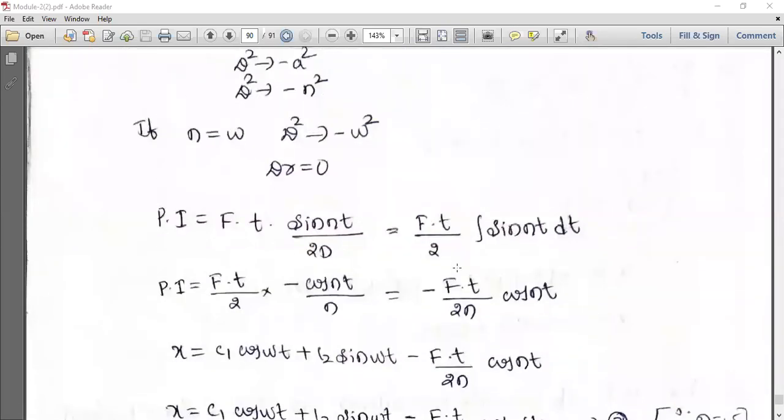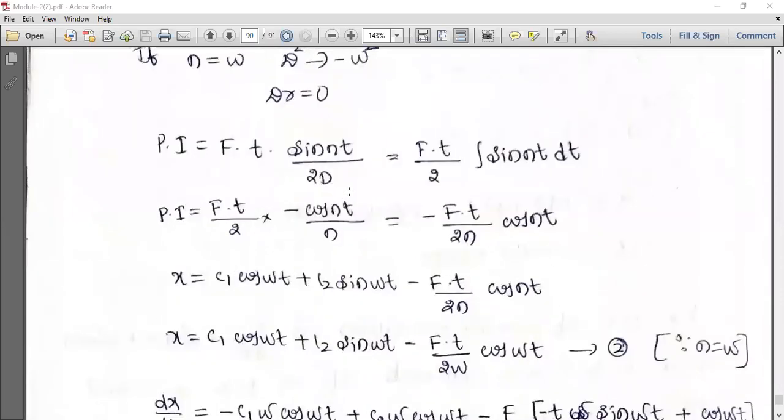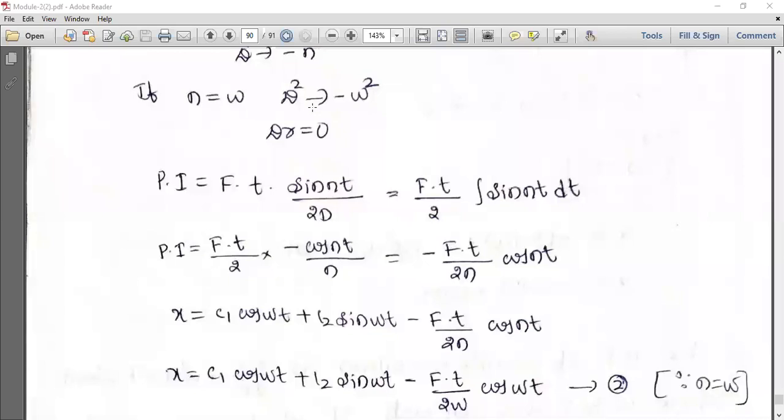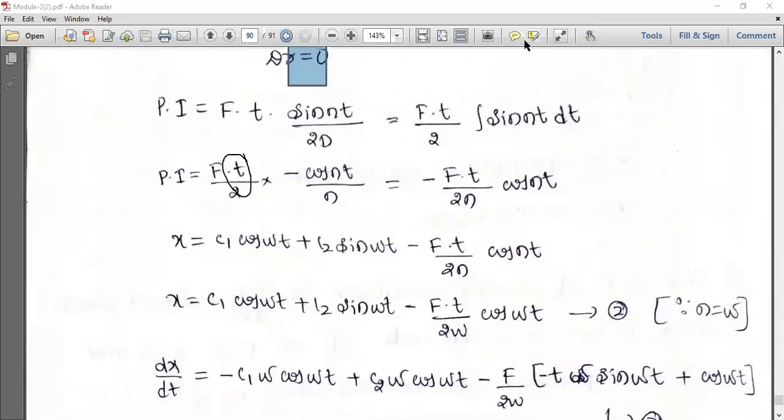If n is equal to omega, D square is replaced by minus omega square. So this is minus omega square plus omega square. So the denominator is reducing to 0. Please try to keep in mind, the denominator is reducing to 0. So for that, what I am doing is that this f I am keeping as it is. So I have to multiply it by the independent variable. So what is the independent variable here? The independent variable is t. So I have to multiply t and I have to differentiate the denominator.